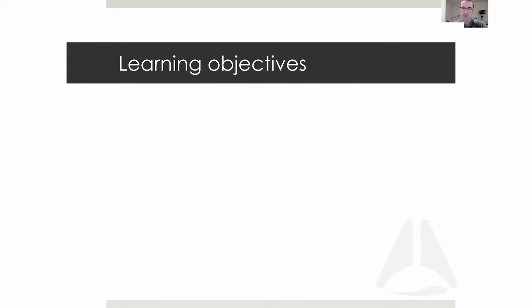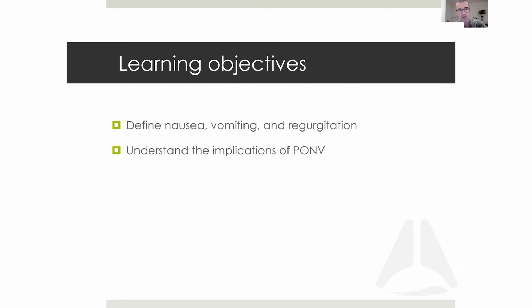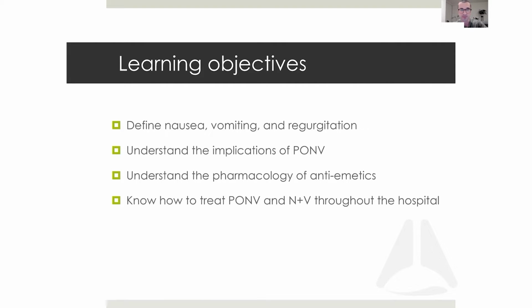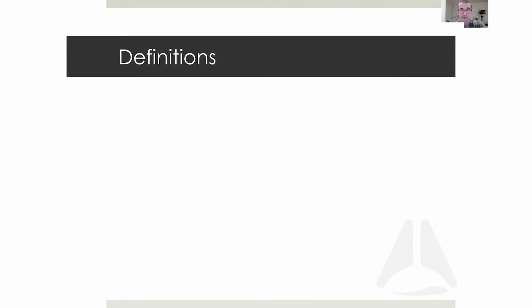Now, in terms of the learning objectives that I want to cover today, I want us to be able to define nausea, vomiting, and regurgitation so that we can differentiate between them and address them appropriately. I want us to be able to understand the implications of postoperative nausea and vomiting, so why we care about it. And then understand the pharmacology of various antiemetics so that you know which one to give at which time. And then also know how to treat postoperative nausea and vomiting, as well as nausea and vomiting throughout the ward.